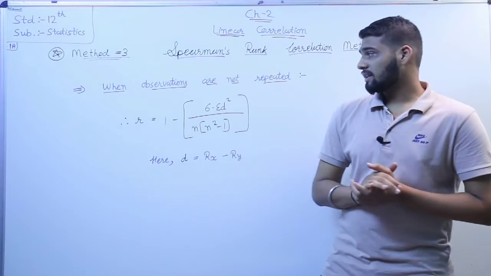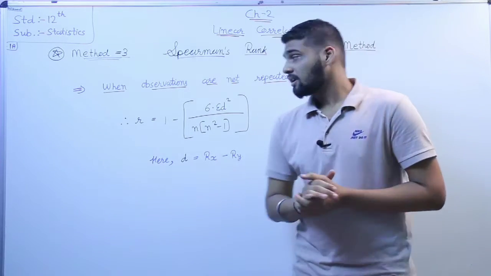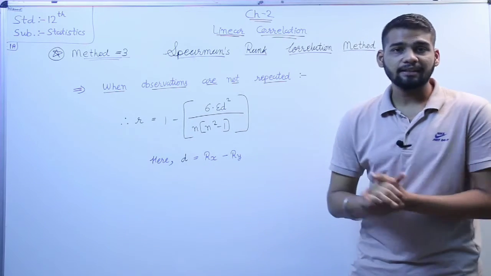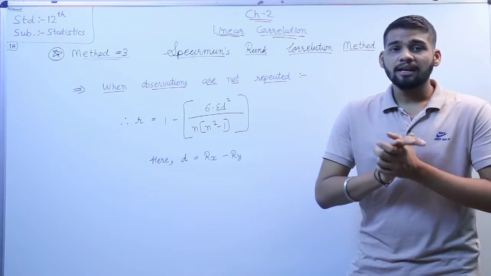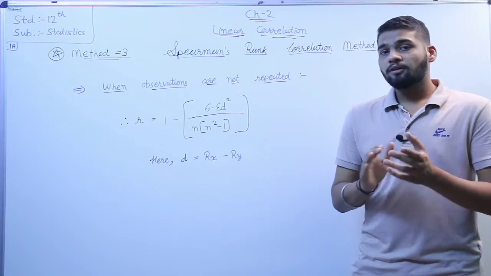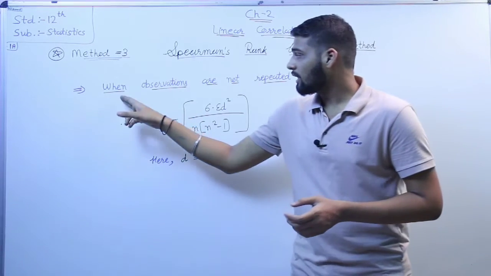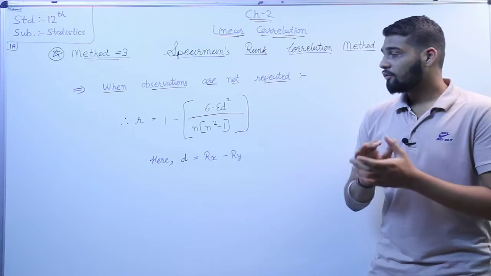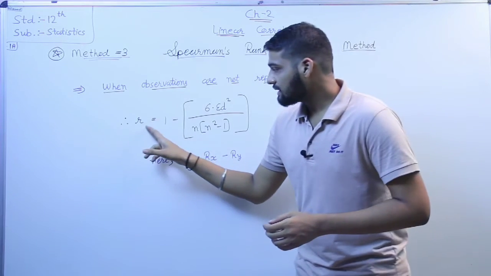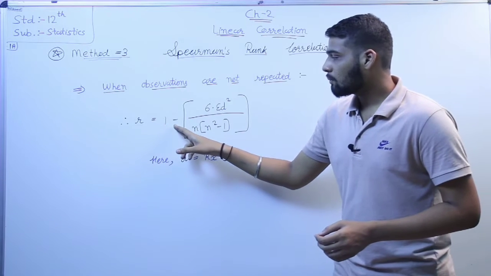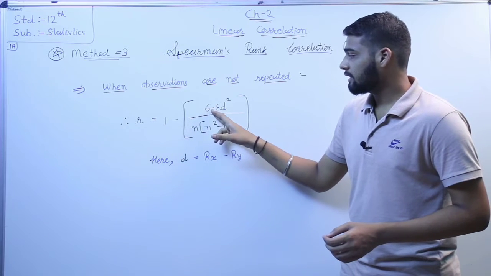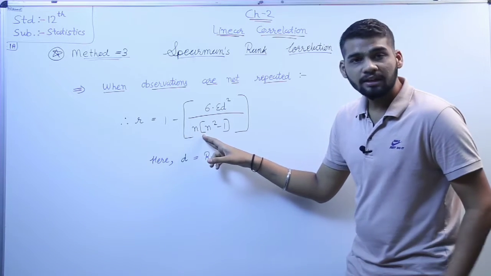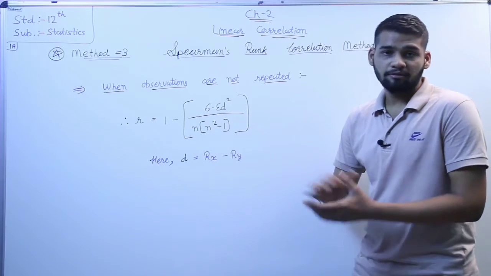In this method, first of all, we have two types. The first is when observations are not repeated, and the second is when observations are repeated. In this lecture, we first discuss when the observations are not repeated. For this method, we have one formula: R is equal to 1 minus 6 into sigma d square upon n multiplied by n square minus 1.